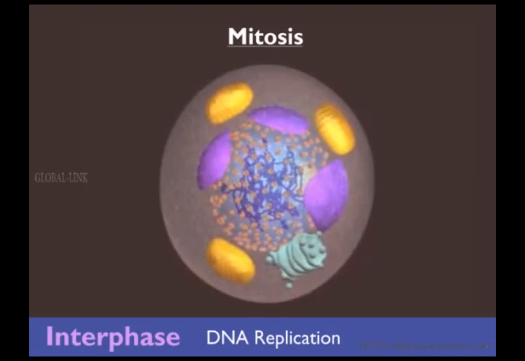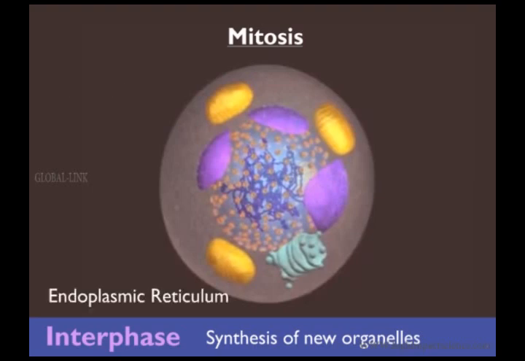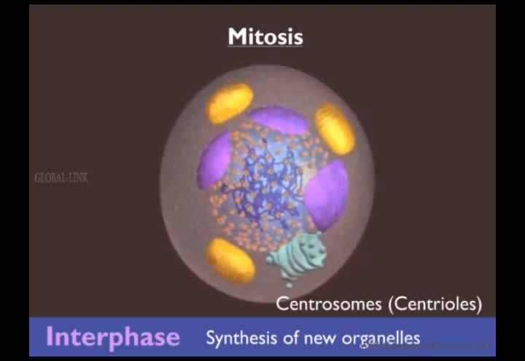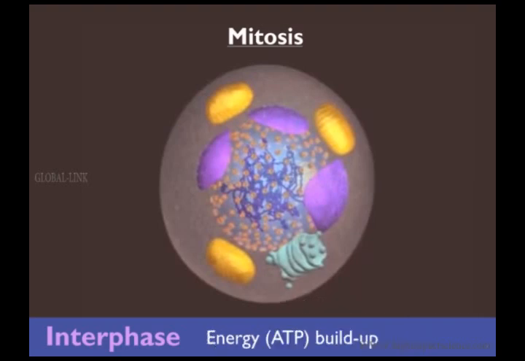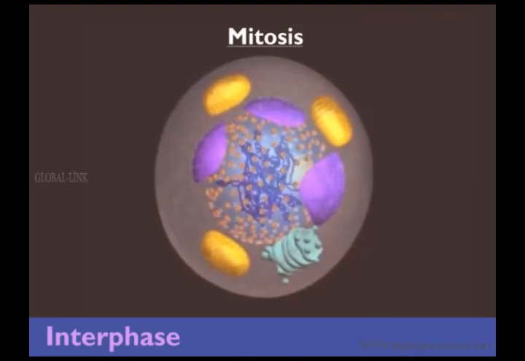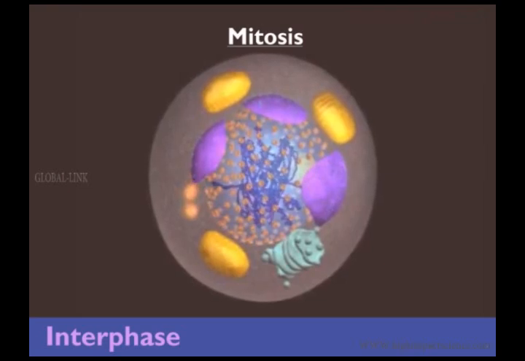The cell also synthesizes new organelles like mitochondria, Golgi bodies, and importantly, centrosomes in animal cells. It also builds up sufficient energy in the form of ATP. At the end of interphase, two centrosomes appear on one end of the cell.